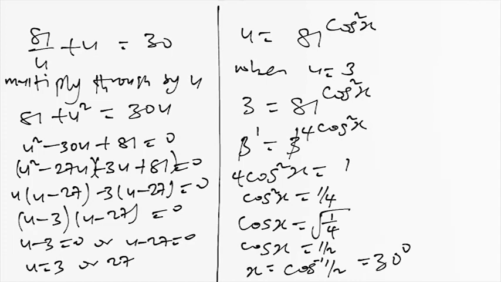So since cosine and sine are complementary angles, we know that sine 30 is half. That means cos 60 will also be half. Sorry, but this should be 60, not 30. It should be 60 degrees. So x is 60 degrees when u is 3.